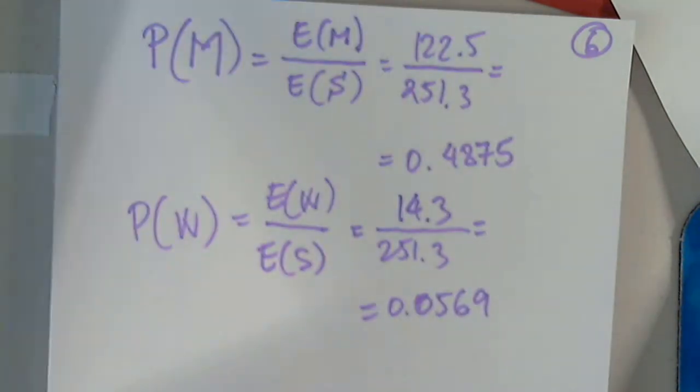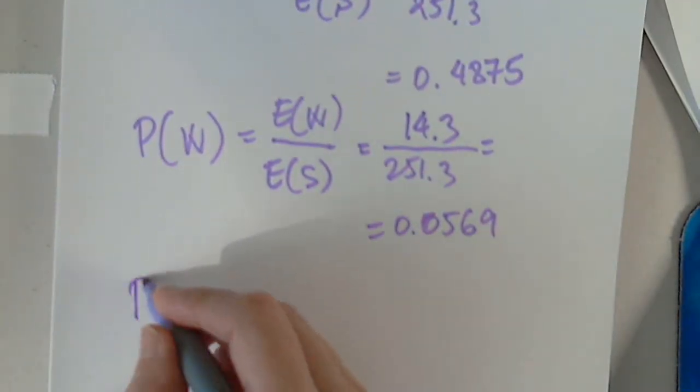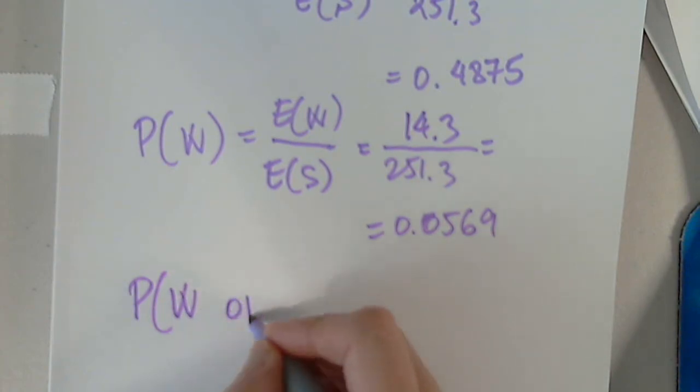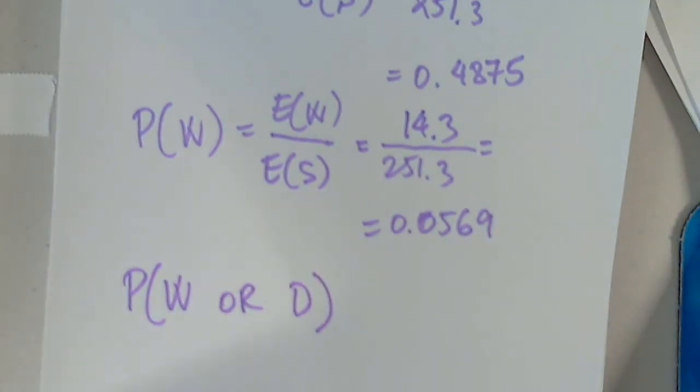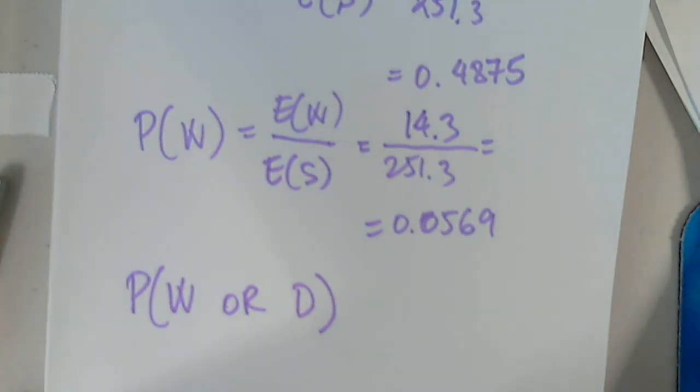Moving on. Determine the probability that a randomly selected U.S. resident is widowed or divorced. So probability of widowed or divorced. What do we have to establish first before we proceed, before we try to find this probability? What are we trying to find first?